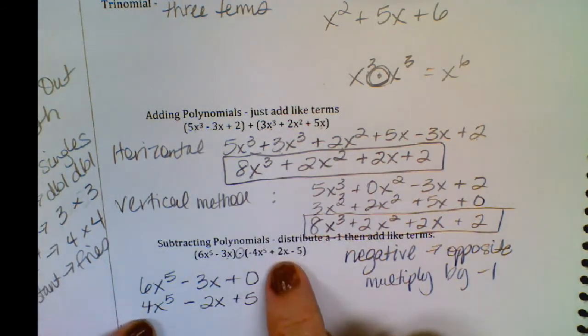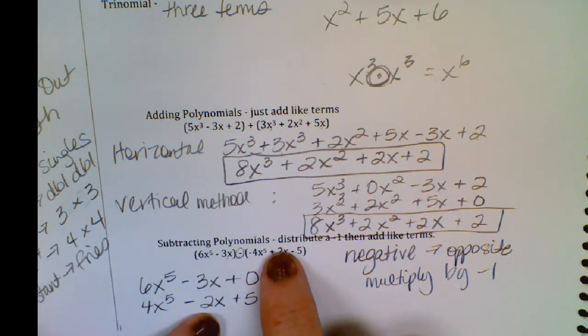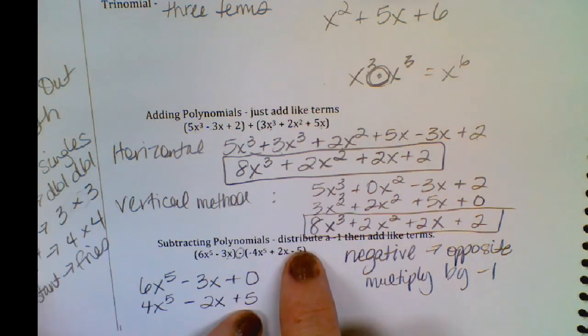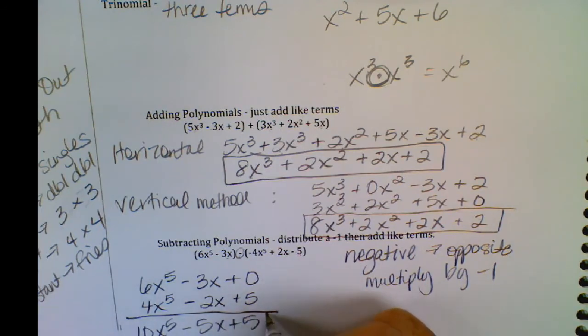So if you look at what you started with here and what we ended up with down here, all of the signs have just been reversed. Going from negative 4x to the 5th to positive 4x to the 5th, positive 2x to negative 2x, and negative 5 to positive 5. Once you've got that done, now again, you're just adding up. So I've got 10x to the 5th minus 5x plus 5.